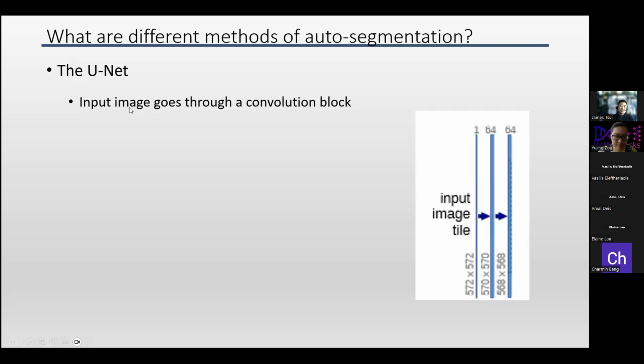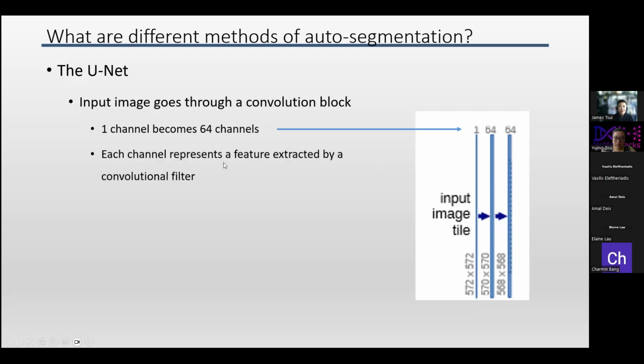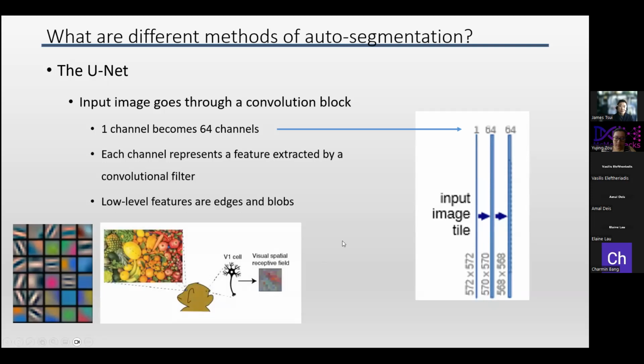Go ahead. Yeah. So the input image goes through a bunch of convolutional blocks. Here it's just one channel input, splits to 64 channels. In other words, 64 features at the entry level, and as you're going through the convolutional blocks, you get more and more features. Each feature is extracted by a convolutional filter. These low-level features are usually like edges and blobs that look like this. Of note, this is a deep learning implementation. Deep learning by definition means that you don't define what the filters look like. The convolutional network automatically figures out what are the best low-level features and high-level features that would be needed to accomplish the goal.